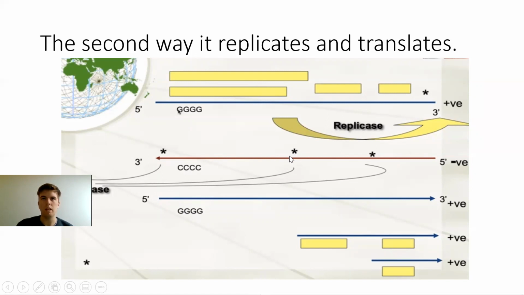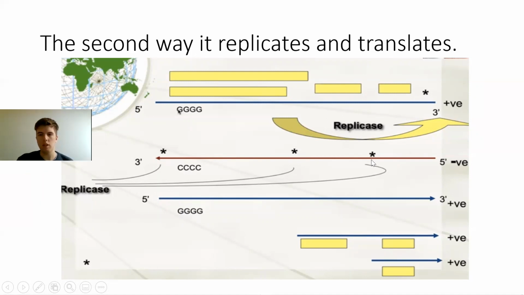So now we have a mirror image. It can be used as a template to create more original sequences. Here is a positive sense strand of the RNA, which is translated back to GGG. Now here you can see these little stars. This is where, on the template, the replicase is allowed to jump back in.